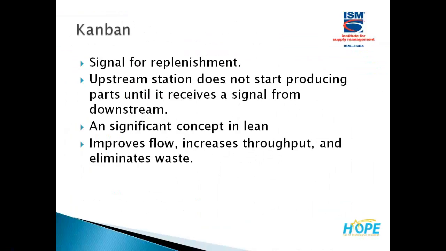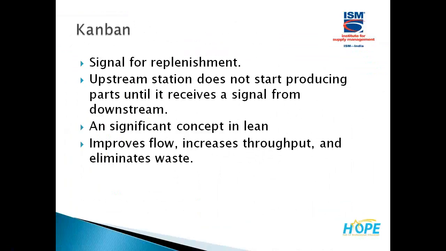Then Kanban is another system. Kanban signals are there. We can use Kanban as a signal, Kanban as a container, Kanban as an empty space also. When you are using Kanban, the upstream station does not start producing parts until it receives the signal from the downstream. So there is no inventory buildup in the system, and total inventory in the system is directly proportional to the number of Kanbans in the system. In most companies, the container they keep as a Kanban, the container size defines their order quantity. So the number of Kanbans they keep is equivalent to the inventory in the system.